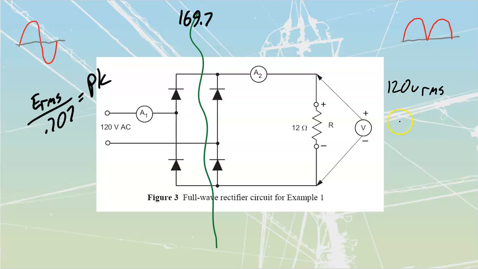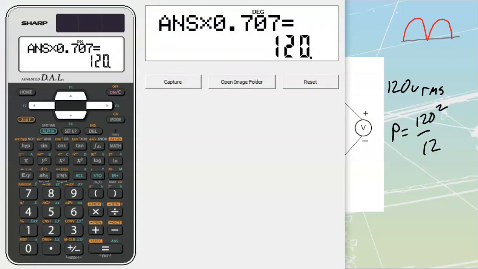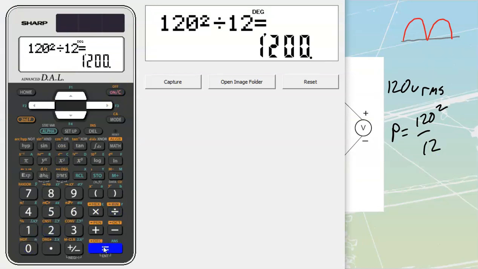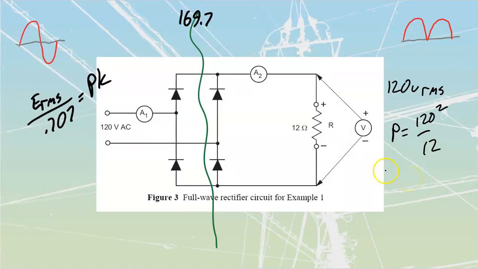I'm going to do that. I'm going to say that power is equal to E squared over top of R. How many volts am I putting over this? 120 volts RMS. What's my value of resistance? 12 over here. So I can say 120 squared divided by 12 is going to give me my power. 120 squared divided by 12 gets me to 1200 watts. So I see that this load over here is going to be dissipating 1200 watts.